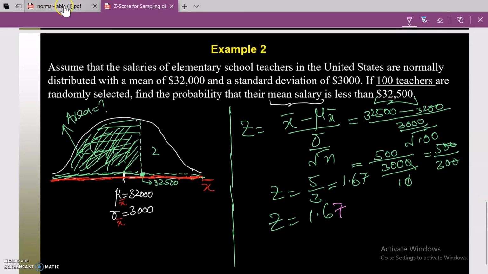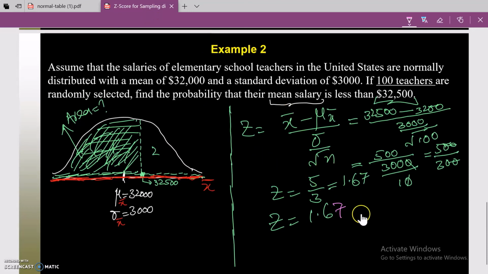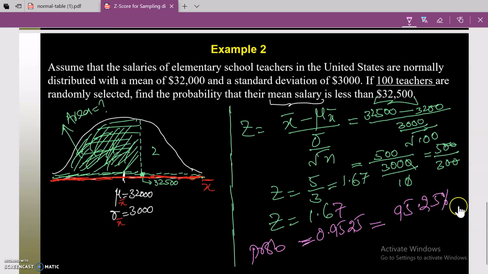Let's go to the table. Look at this one. This is 1.6 here. Go all the way across, and at the top, 0.07. So the area comes out to be 0.9525. This is the area, or the probability. And I told you the area and the probability are the same thing. So this can be converted into a percentage: 95.25%.